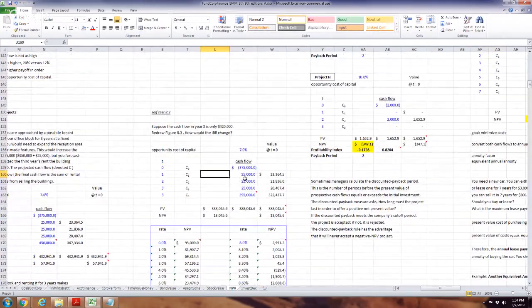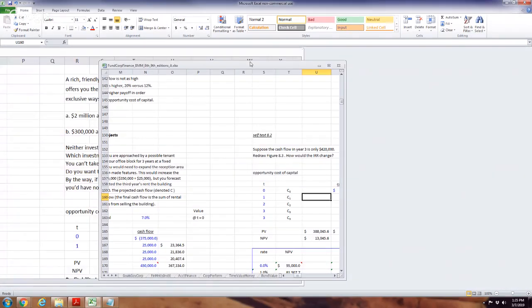So what happens here is you have a little bit of a change in the price of the building. Yesterday's was 450, now it's 395. That's what's different.